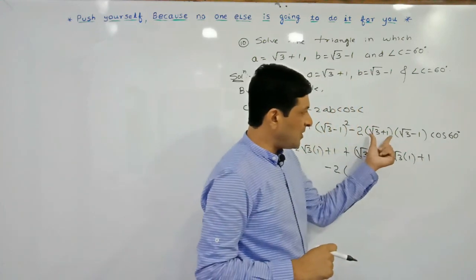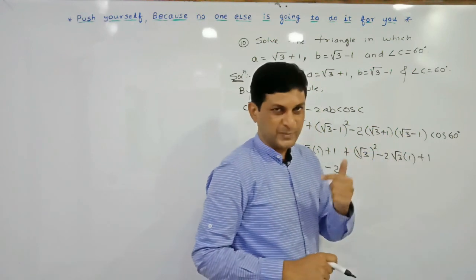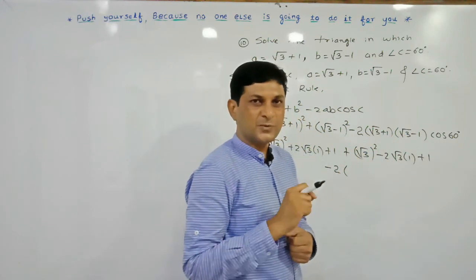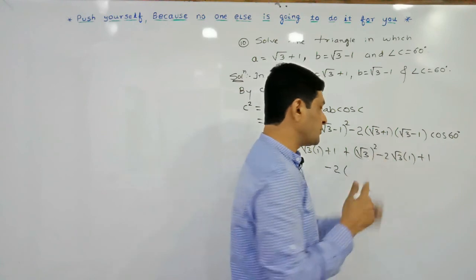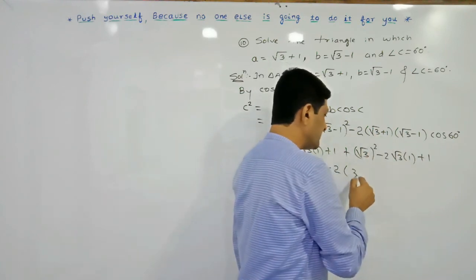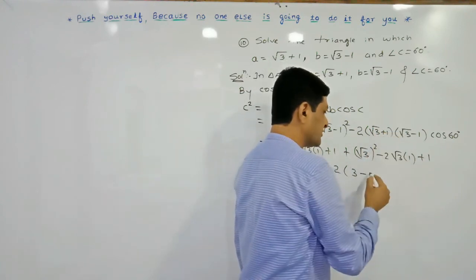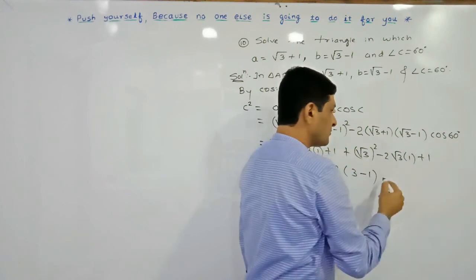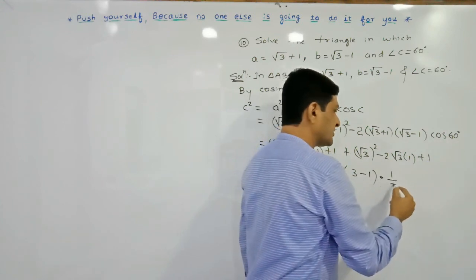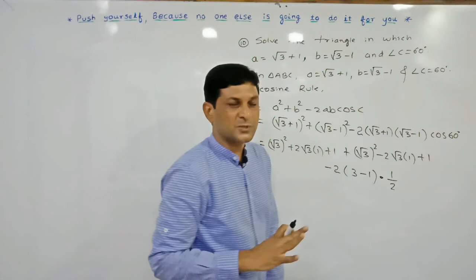Terms are in the form of (a plus b) into (a minus b). And what is the product of (a plus b) into (a minus b)? That is a square minus b square, means square of root 3 is 3, minus b square means square of 1 is 1, and the value of cos 60 will be equal to 1 by 2. Just we have substituted the values.